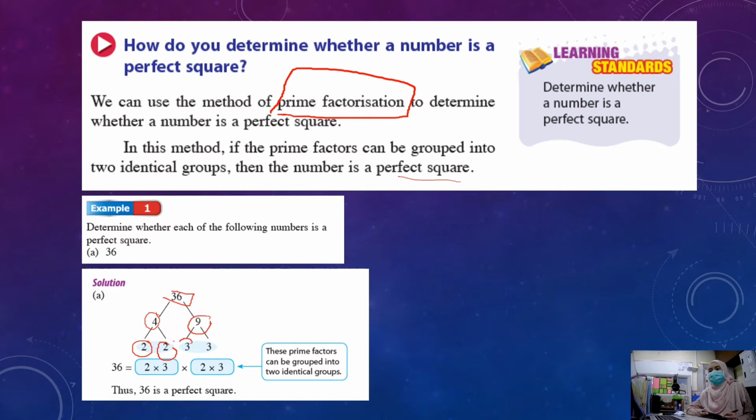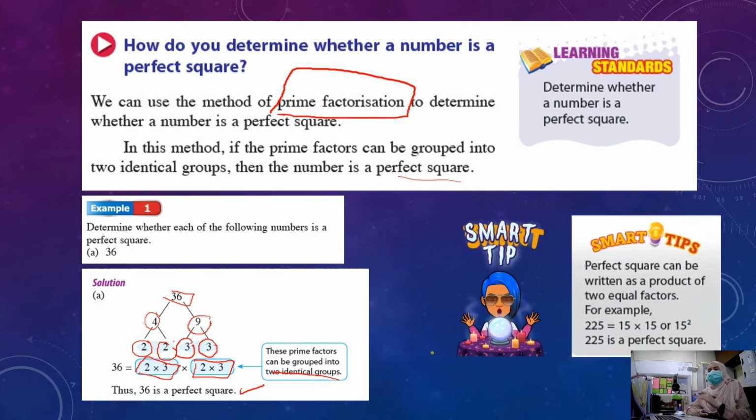This is the prime factor. If we look at this, 2 multiplied by 2 multiplied by 3 multiplied by 2 multiplied by 3. These prime factors can be grouped into two identical groups, which is this one. We can group it into two identical groups. Thus, 36 is a perfect square. We need to find the prime factorization.